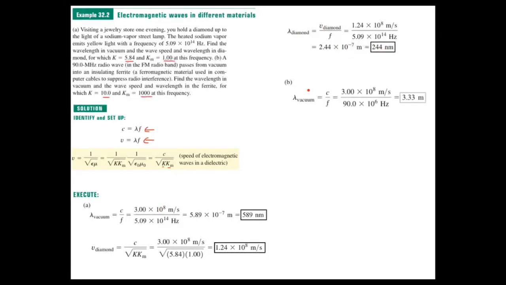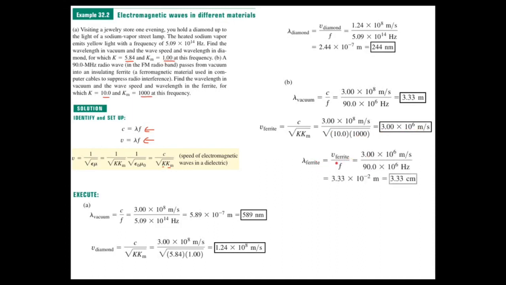Now turning to the radio wave, the wavelength in vacuum is much longer, 3.33 meters. The speed of the radio wave in ferrite is 3 times 10 to the 8 divided by the square root of 10 times 1,000, and that gives us 3 times 10 to the 6 meters per second. And the wavelength again is the speed of the wave divided by the frequency, which is 90 megahertz, and I get 3.33 centimeters.